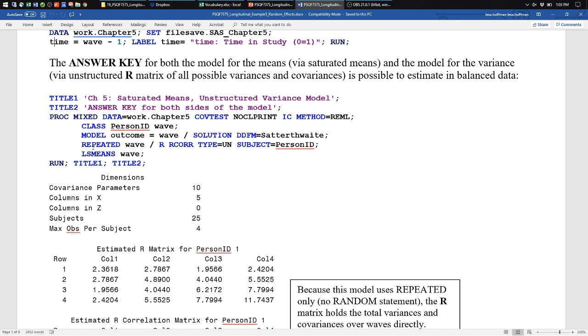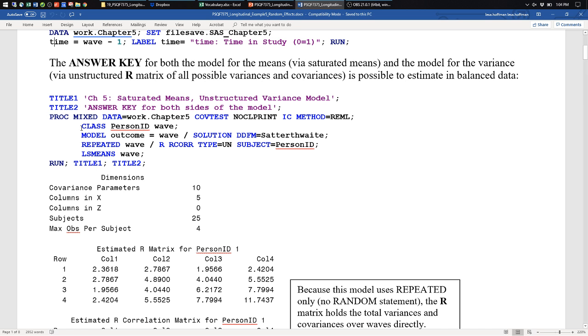Now if I don't have wave here on the repeated line, then it doesn't know which row of the data set to put into which row of the matrix. If I had somebody who had wave 1, 2, 4, like there was no row 3 for them, it would take 4 and stick it in row 3 because it doesn't understand. So having wave here makes sure that each row goes into the right place in the event of any missing data.